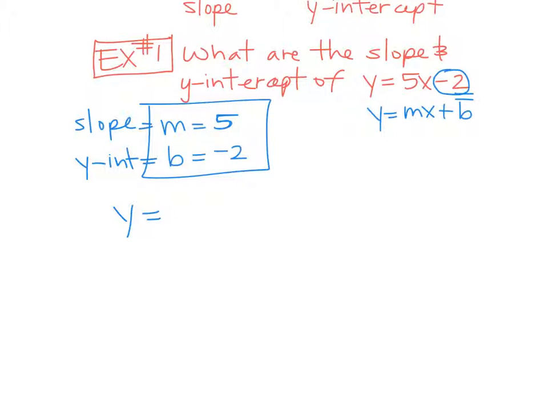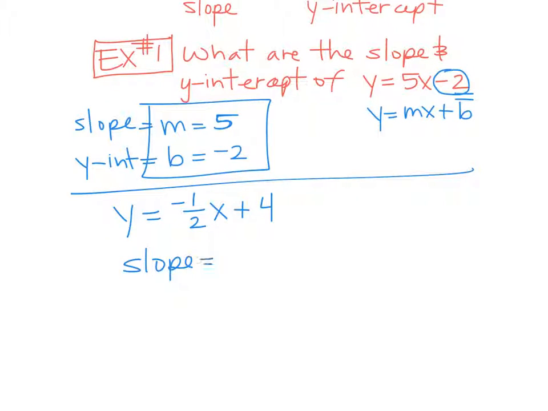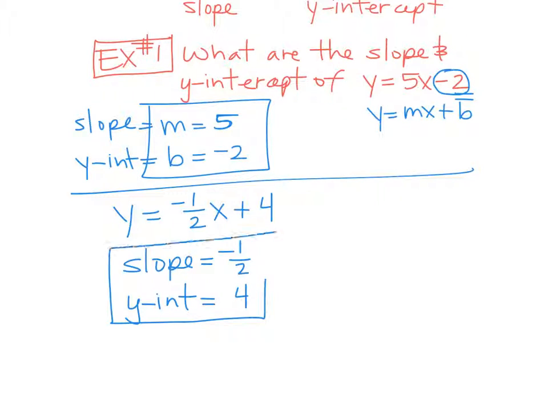Okay? What if I gave you the equation y equals negative 1/2 x plus 4? What is your slope? So the slope is negative 1/2. Y-intercept is 4. And your y-intercept would be 4.